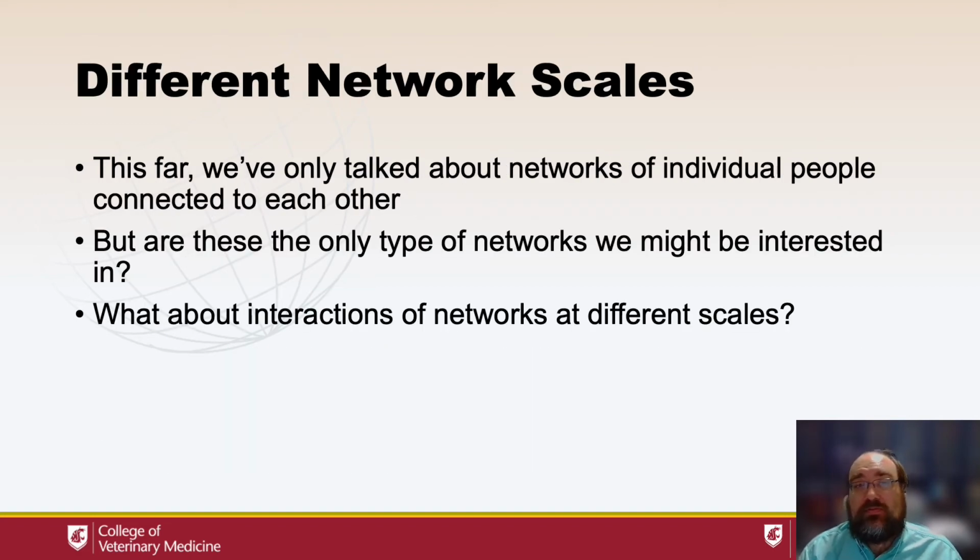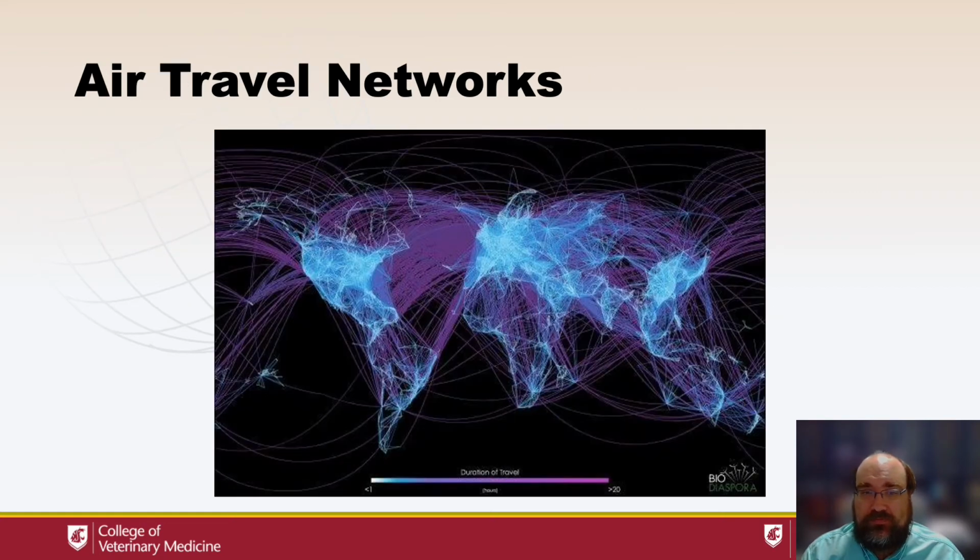And then you can think about different network scales. So far we've only talked about networks of individual people connected to each other. But are these the only type of networks we might be interested in? What about interactions of networks at different scales? So an obvious example is the air travel network, which is very complicated and spans the entire globe. Often folks who are interested in emerging infectious diseases end up modeling the air transport network to see what is the probability that an epidemic that begins somewhere will reach some sort of far-flung area.